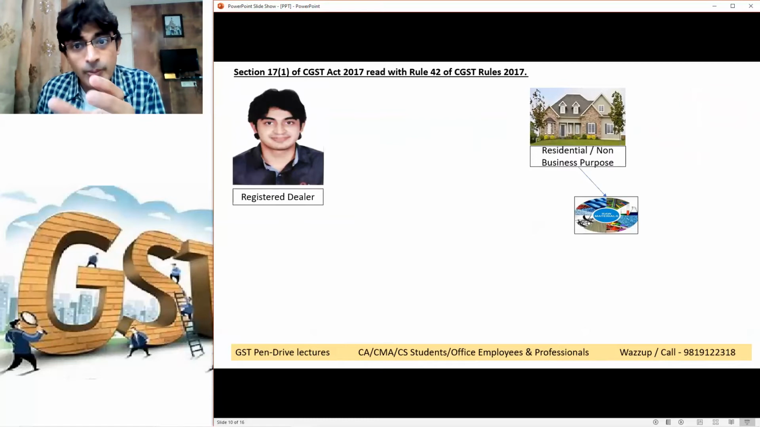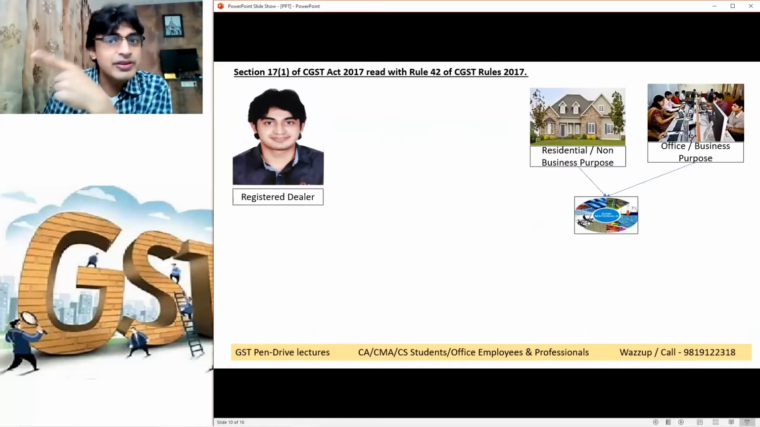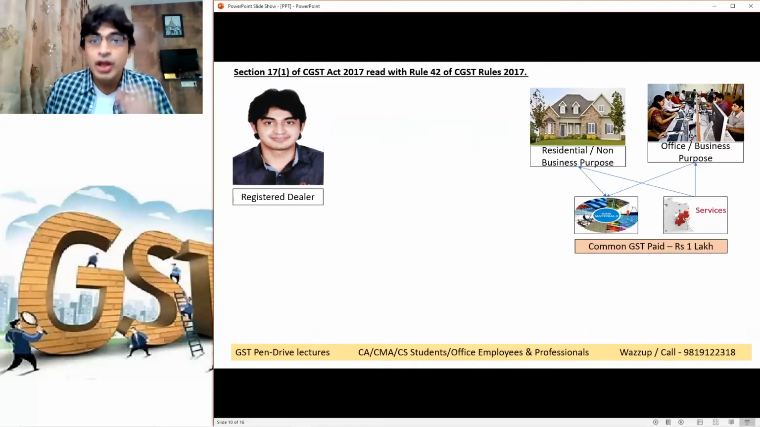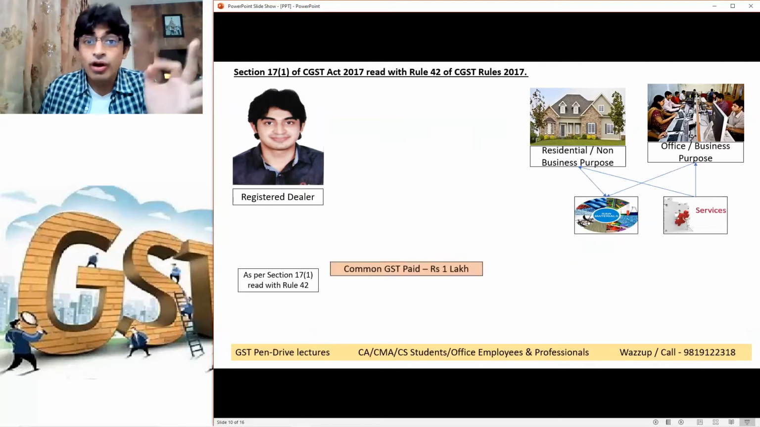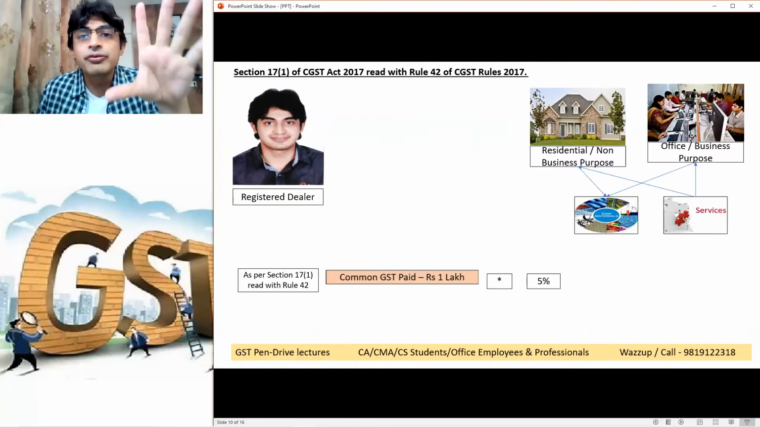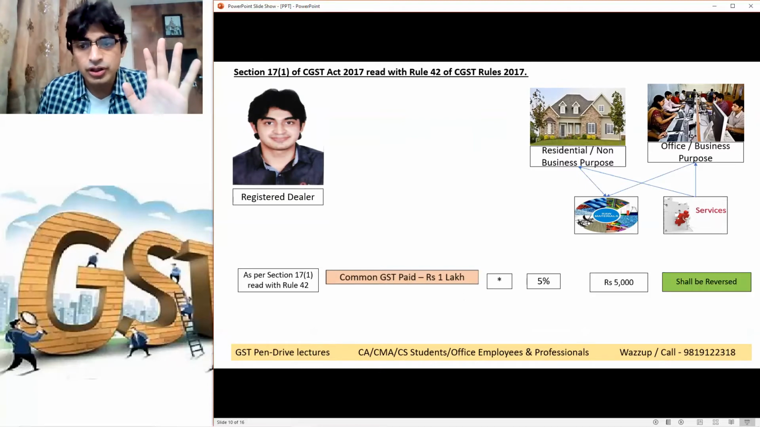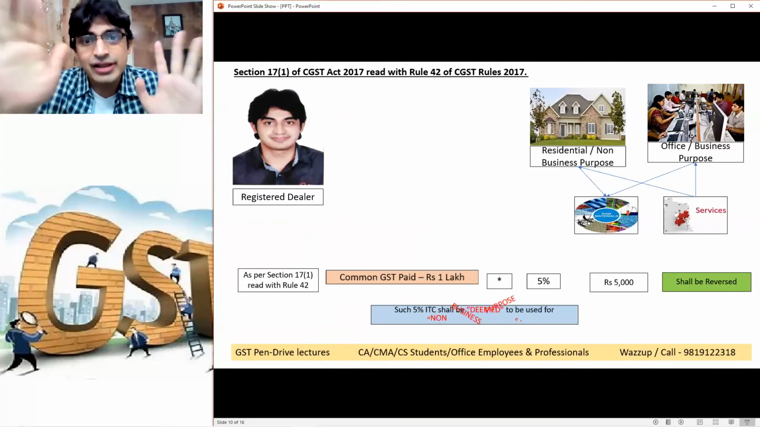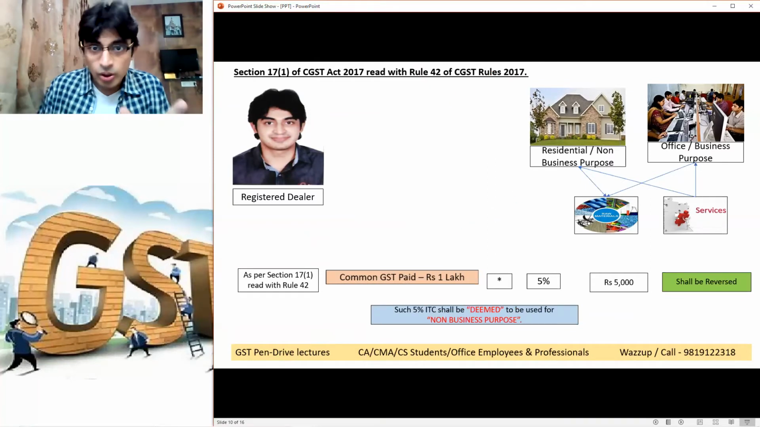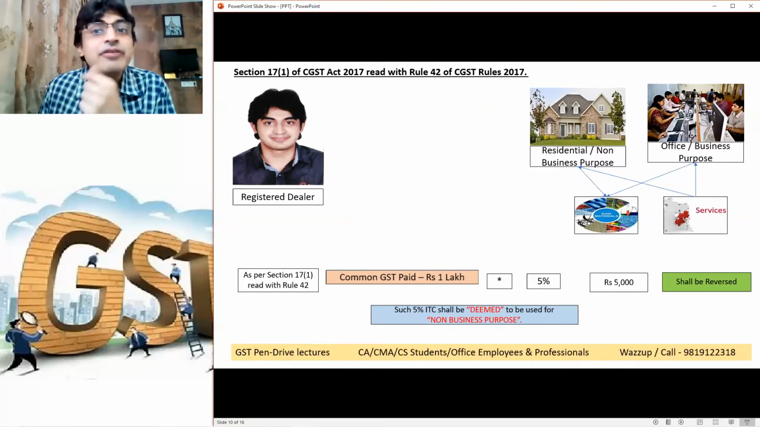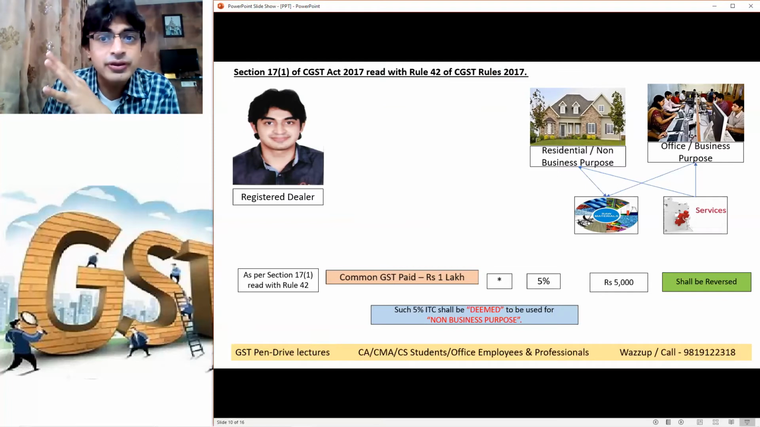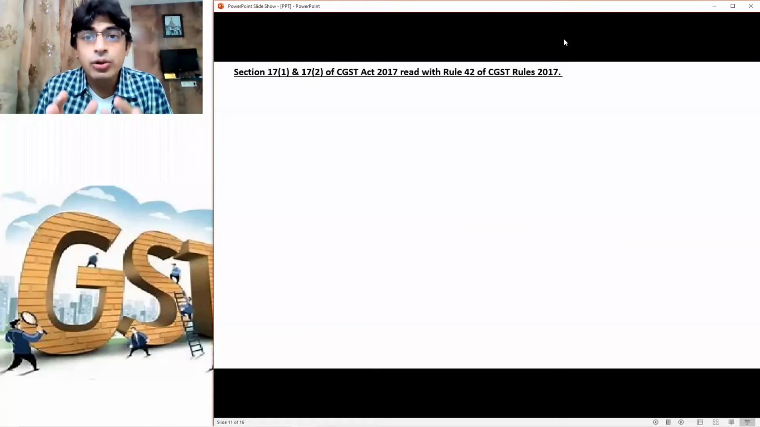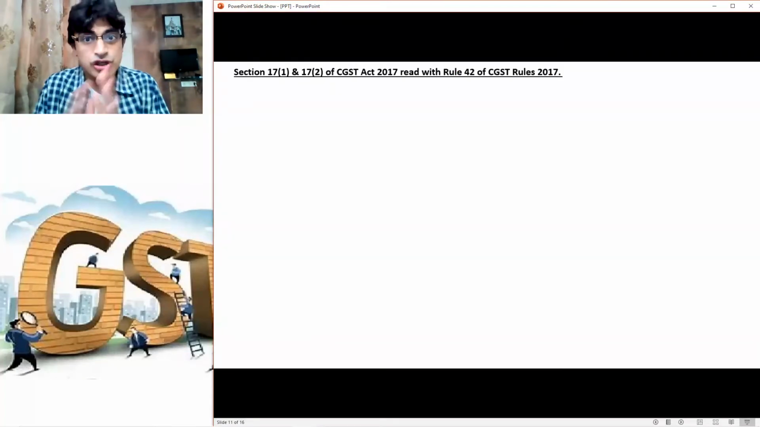Okay, so suppose if raw material or services are being used for business as well as non-business purpose, you cannot claim full ITC. Out of the common ITC, what section says? You have to reverse 5%, maximum 5% shall be reversed. It is deemed to be assumed that such 5% is utilized for non-business purpose. Okay, so even auditors, be very careful. Such things happen in office, and the students, it will be asked in your exam. Now, let me explain both of this section through a case study.